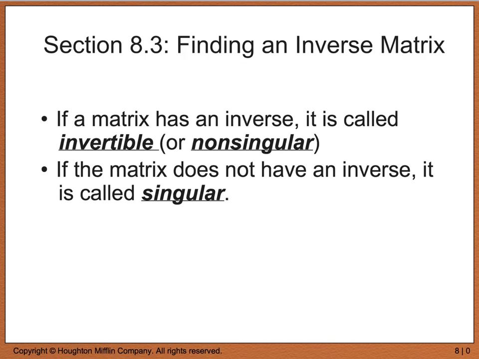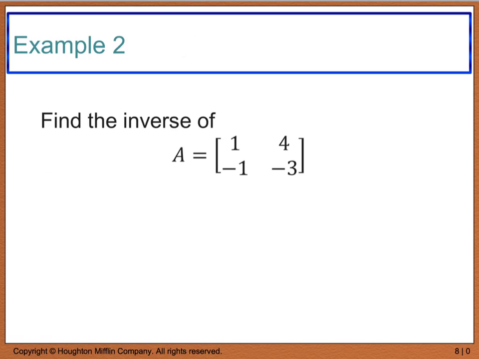Earlier we mentioned that not all matrices have inverses. However, if a matrix does have an inverse, this is called an invertible or a non-singular matrix. If the matrix does not have an inverse, it is called a singular matrix. And if a matrix has an inverse, then we say that the inverse matrix is a unique or specific inverse for that particular matrix. For example 2, we want to find the inverse of A.